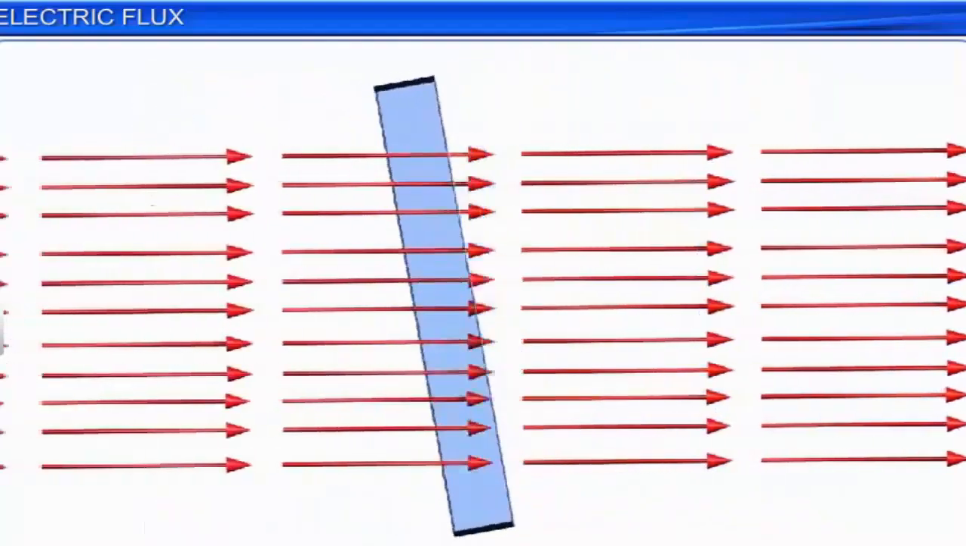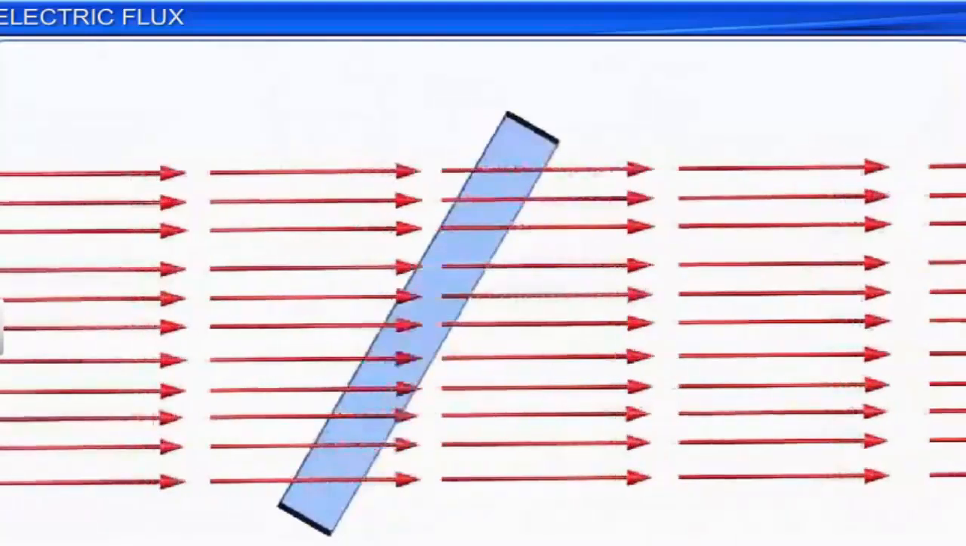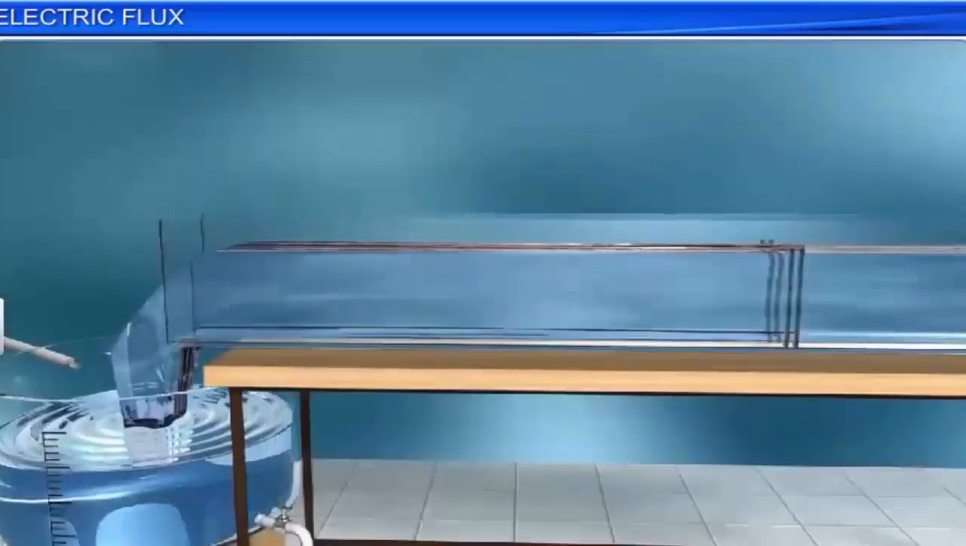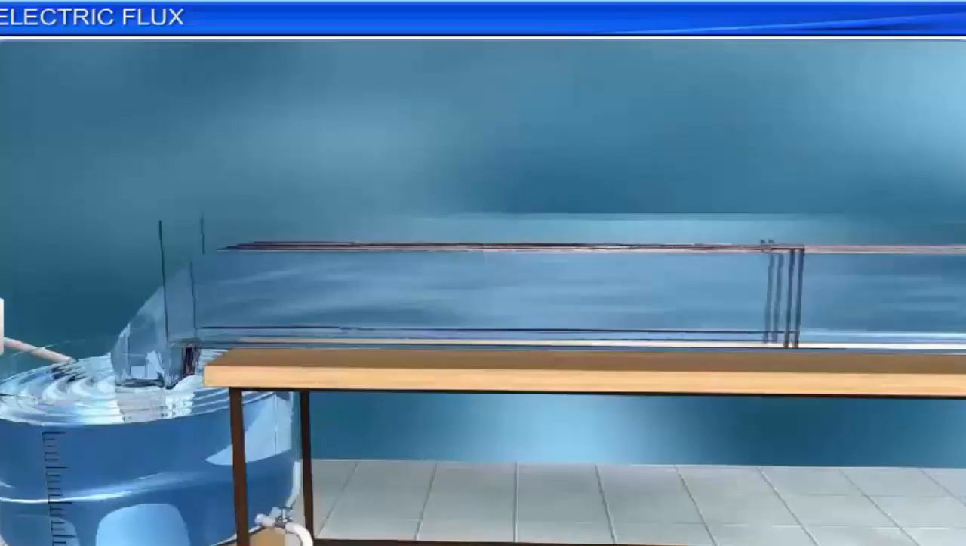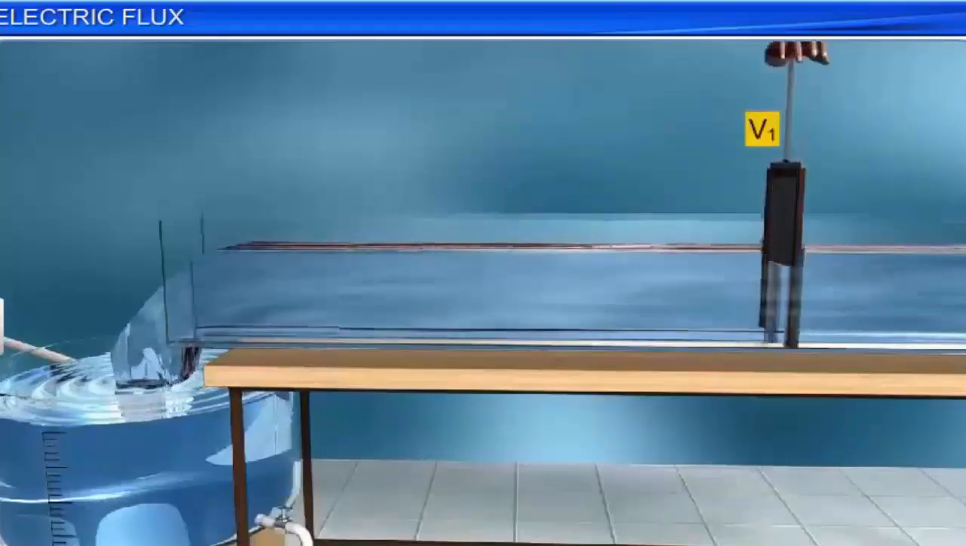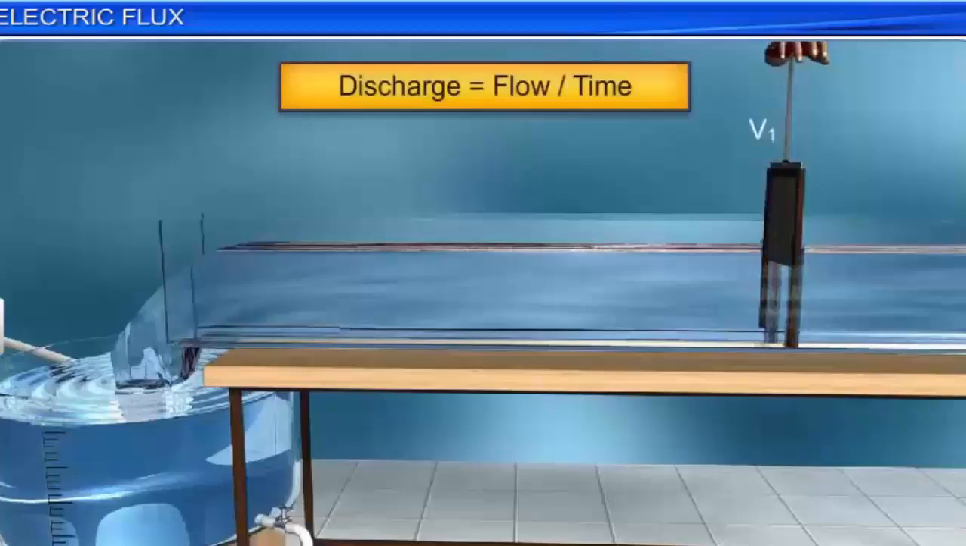Let us use an analogy to understand electric flux better. Consider water flowing through a rectangular open channel at uniform velocity and draining into a measuring jar. A valve, V1, is introduced to regulate the quantity of water flowing into the channel. The discharge, which is the quantity of water flowing per unit time, is given by the product of the velocity and area of cross-section of the opening of the regulating valve.